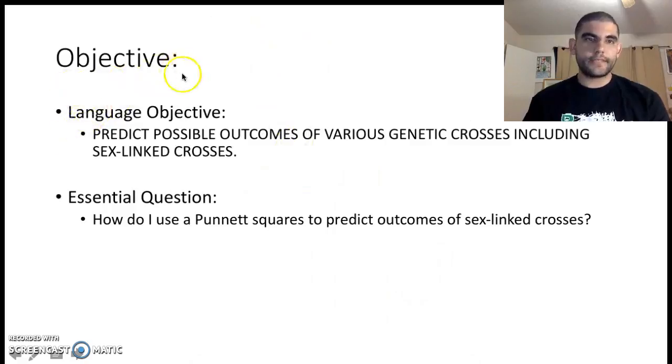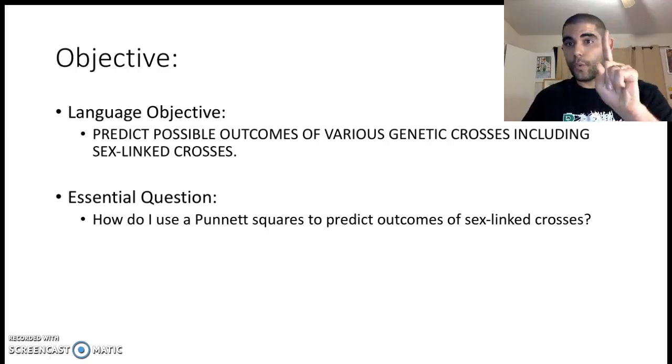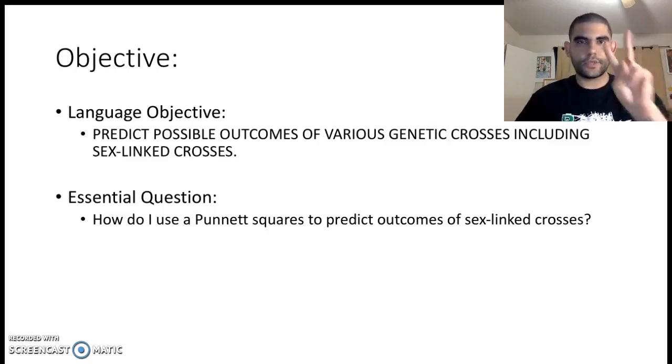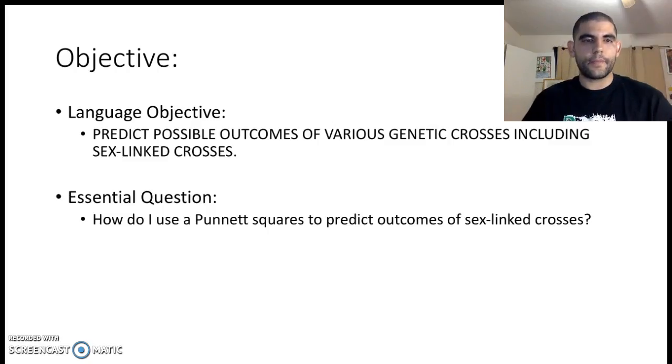The objective for today is that you have to be able to predict possible outcomes of various genetic crosses, including sex-linked crosses. Before, we talked about Mendelian crosses, monohybrid or one-trait crosses. We also covered dihybrid crosses, which are two traits. But now we are focusing on sex-linked crosses, and they're very similar to monohybrid crosses. So just so you know, it's going to be very easy to understand.